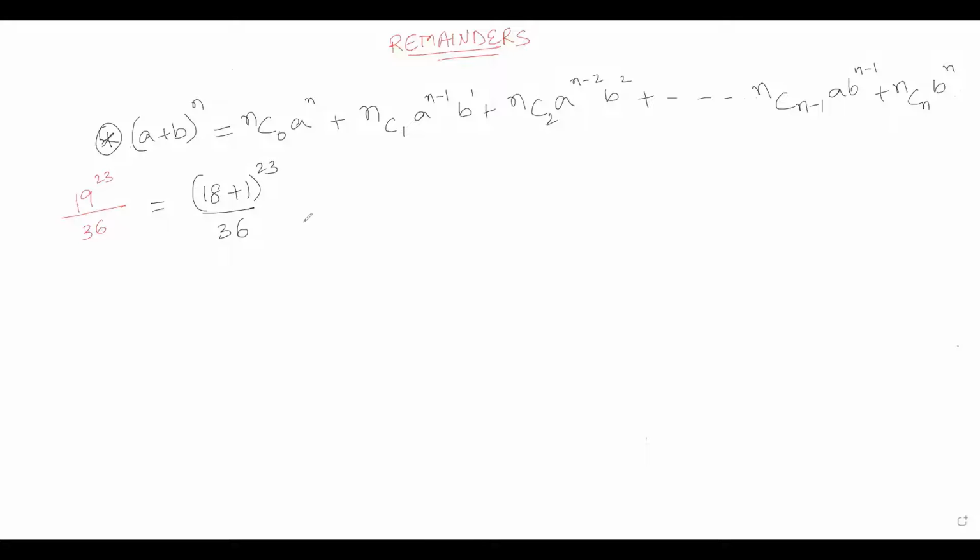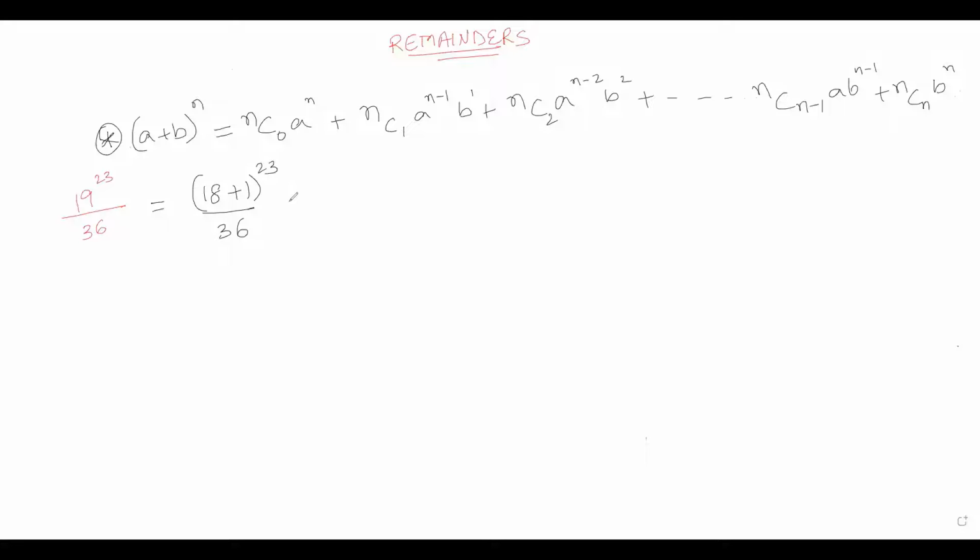Now, when we expand this 18 plus 1 raised to power 23 using the binomial theorem, there will be many terms which would be containing a multiple of 18 and 2, that is a multiple of 36. So all those terms won't be giving any remainder when divided by 36. So we'll be focusing on only those terms which may not contain a multiple of 18 and 2. So let us try to see what are those terms.